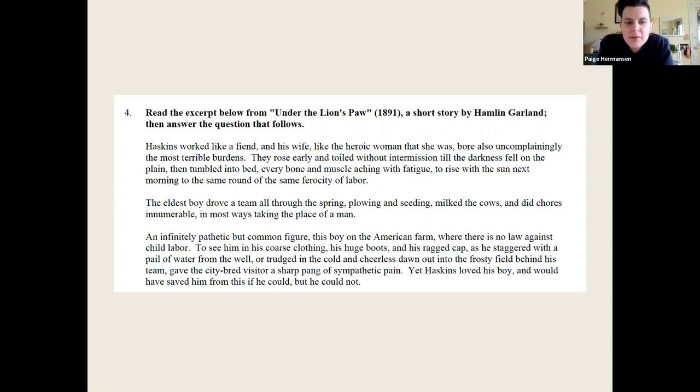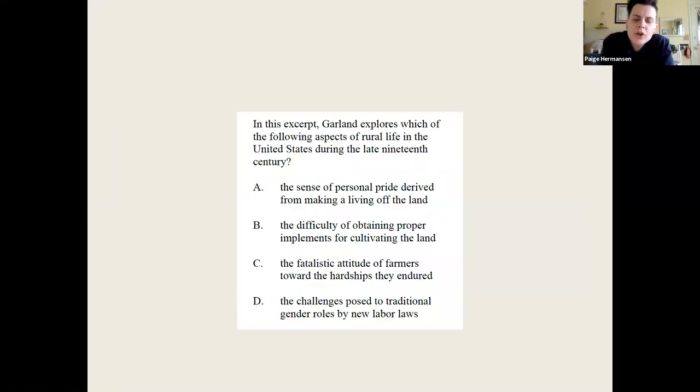That's right. I'll correct myself. It does mention child labor, but it doesn't say anything about the relationship between labor laws and gender roles, right? And then there is the boy taking the place of a man in his work. But again, if you have to do this many iterations of mental gymnastics, you're not looking at a right answer, right? It's too complicated. So going back to this, look at C, which is the only one we have left.